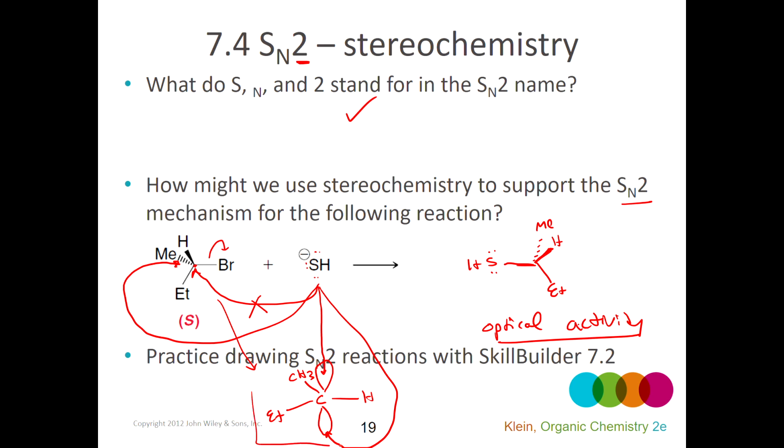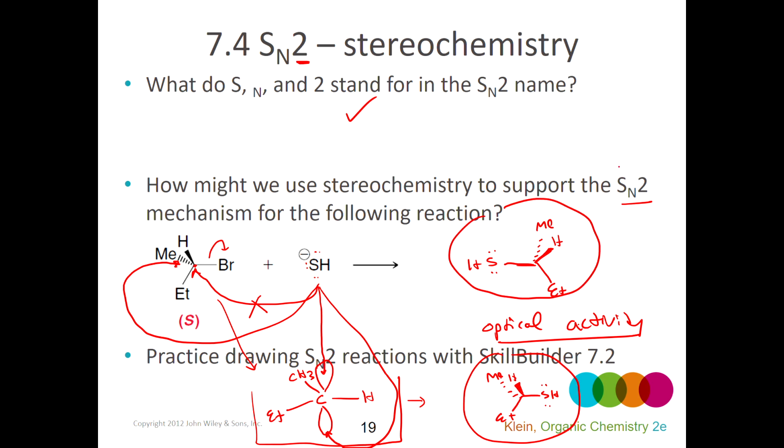If it went through this other mechanism, then the sulfur could come in on one side half the time and on the other side half the time. That would give me a mixture of two different products. I would get this one here, and I would get the other one, right? Because when the bromine leaves, once it's gone and the carbocation forms, the sulfur could come back on the same side where it left. It doesn't have to always come in on the opposite side. So if it came back in on the same side, I would get a structure that looks like this. And these two molecules are enantiomers.